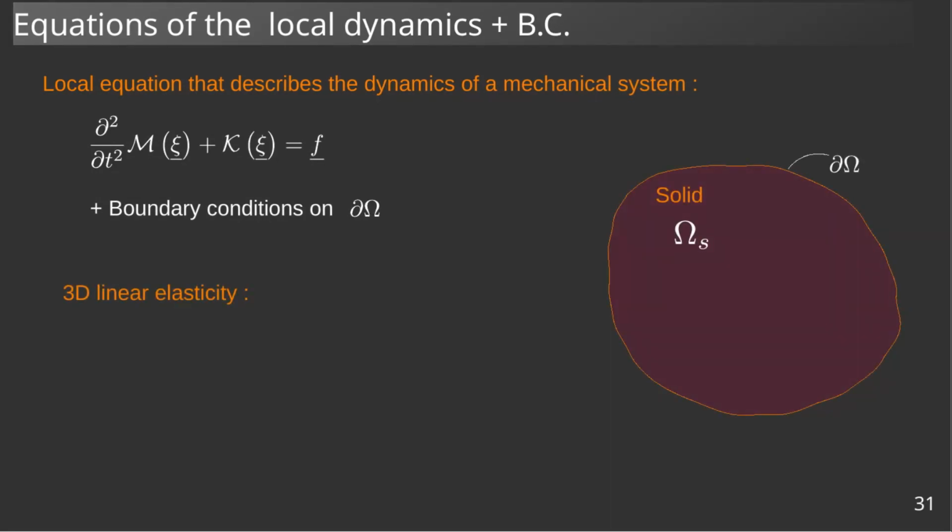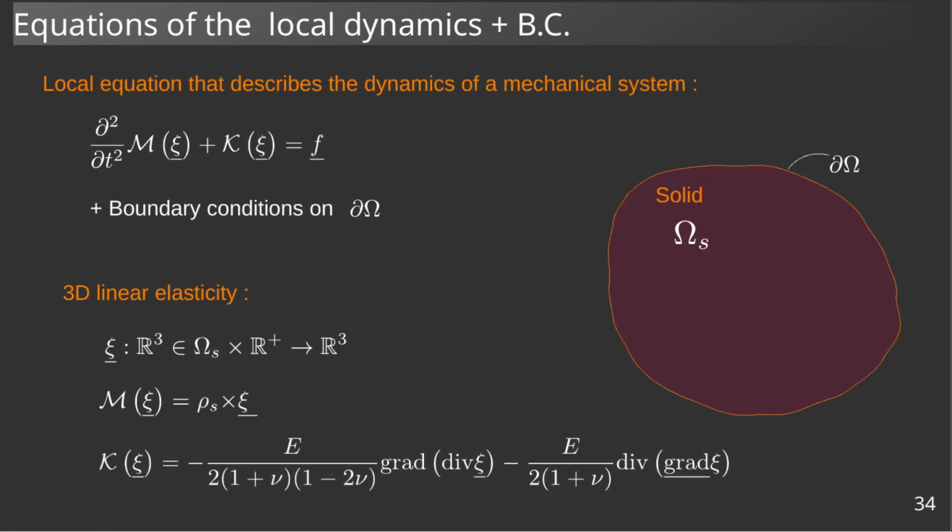Let us look at the more general case of 3D linear and isotropic elasticity. The field ξ is a three-component vector field which depends on space and time, defined on Ωs. The mass operator is a multiplication by the density ρs, and the stiffness operator involves the successive gradients and divergence of the displacement field. The boundary conditions can be, for example, an imposed displacement at the interface, in the case of a clamp, or zero stress on the free surface.